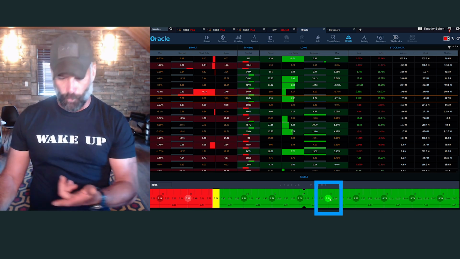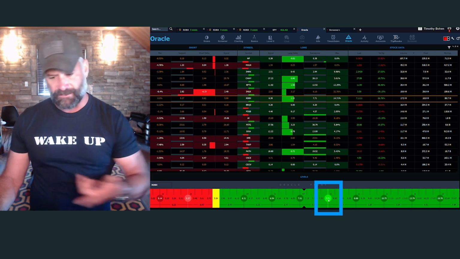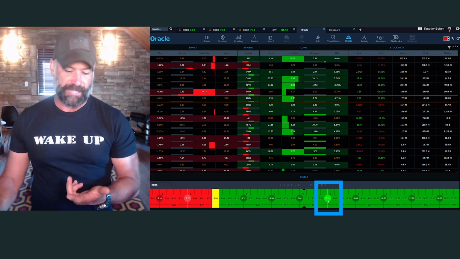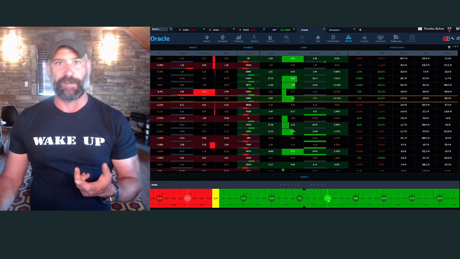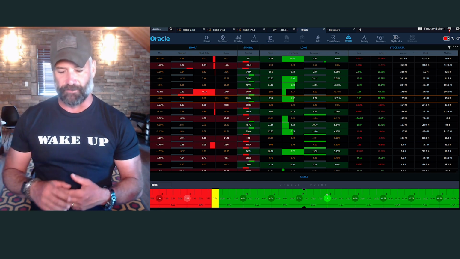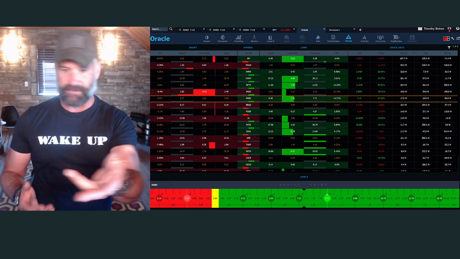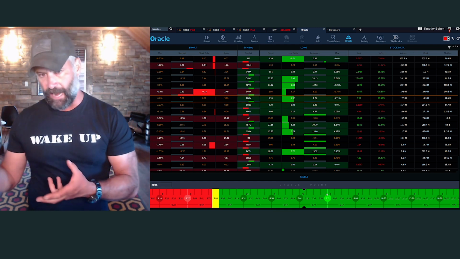So 771, you can see if Oracle or if the stock RDBX starts butting up against that 771 area and can't break, that's going to give you a good indication, okay, time to take profits. It's struggling at this resistance level. If you took that 639 level, I'm up $1.20, $1.30 a share. Maybe it's time to move on.